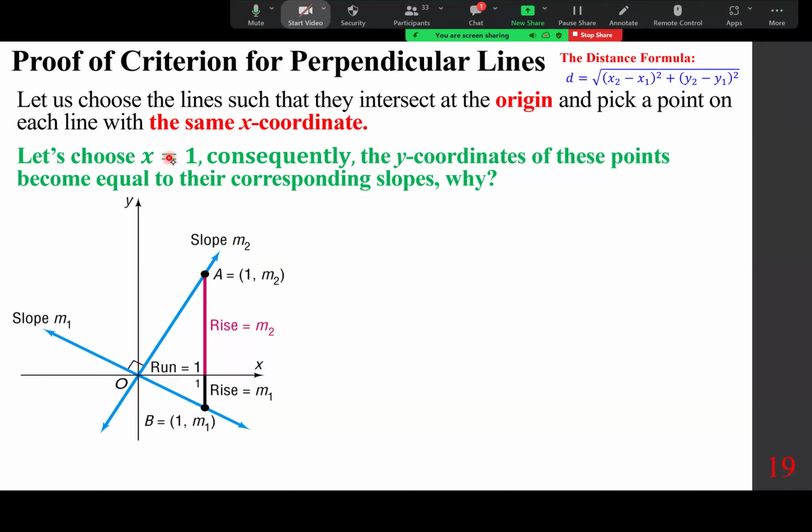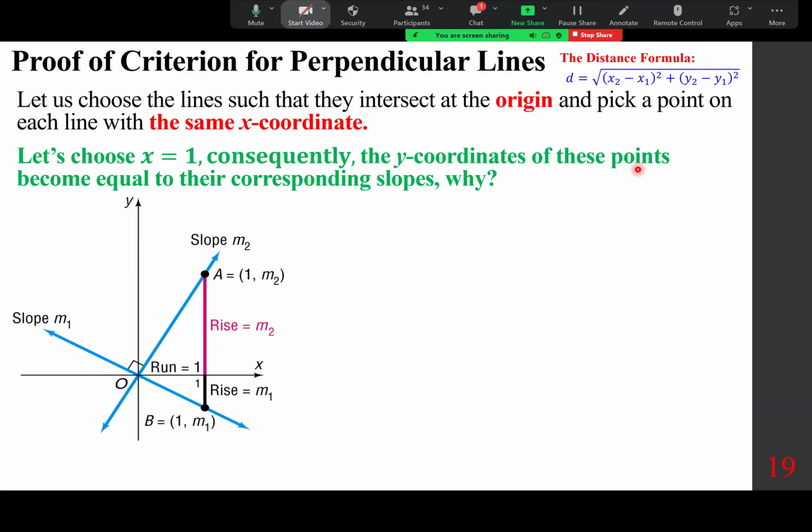Why do we choose x equals 1? Again, to ease the process. I can pick any vertical line. The reason I pick a vertical line is because I want the x coordinates to be identical. They can be 1, both of them, or 2, or 10. Makes no difference. It will prove, but 1 is the easiest number to work with. Let's choose x equals 1.